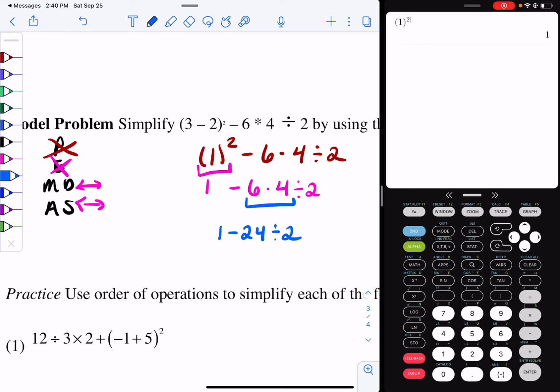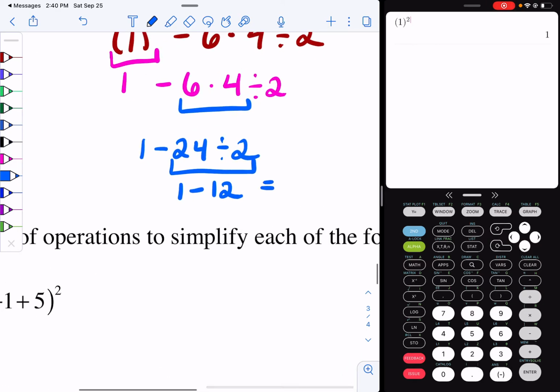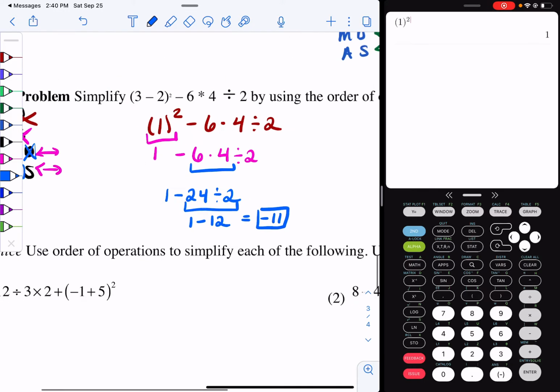Now I don't have multiplication anymore, but I do have division. So I'm going to do 24 divided by 2. When I do 24 divided by 2, that's 12. So I now have 1 minus 12. I have no addition, so I'm just going to do my subtraction. 1 minus 12 is equal to negative 11. And that is my final answer.